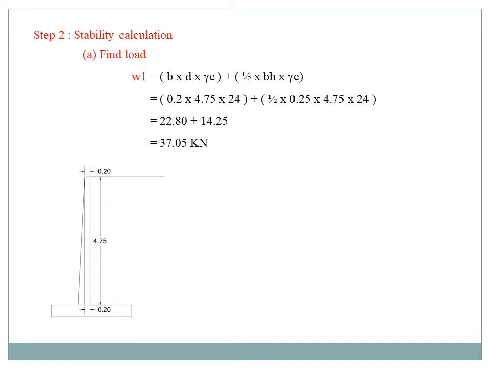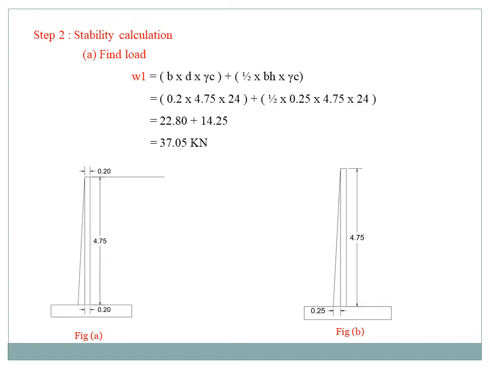This is W1. First, B is 0.2 meter, so apply the values. Then D is equal to the height of the stem, 4.75, and gamma C is 24. Then 1 by 2 into B into H for the triangular portion. B is equal to 0.25. See the figure, our triangle portion base width is 0.25, height is the stem portion, the same 4.75. So finally we got 37.05 kilonewton. This is our W1.